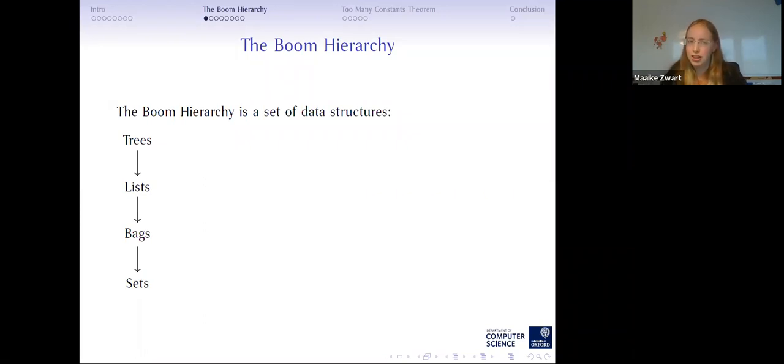Until someone in England pronounced it Bohm hierarchy, and it was only then that I noticed that Bohm was capitalized. And in fact, it is named after Hendrik Bohm, a Dutch-Canadian computer scientist whom I'm honored to have in the audience today. He noticed a very pretty structure in these data structures, which I will show you now. And it's actually the structure that I'm going to use.